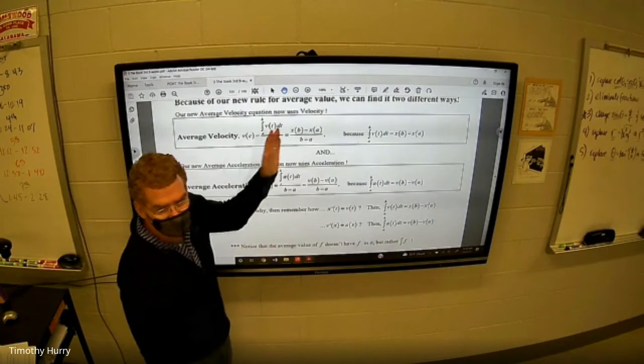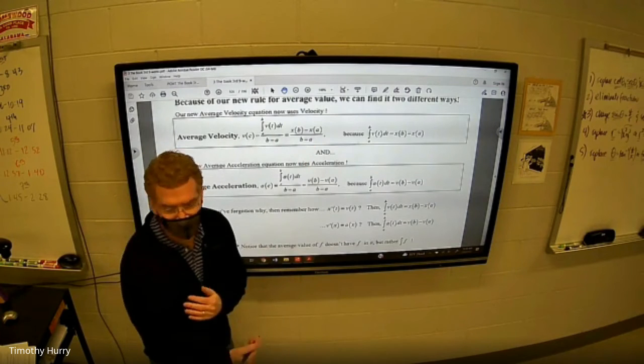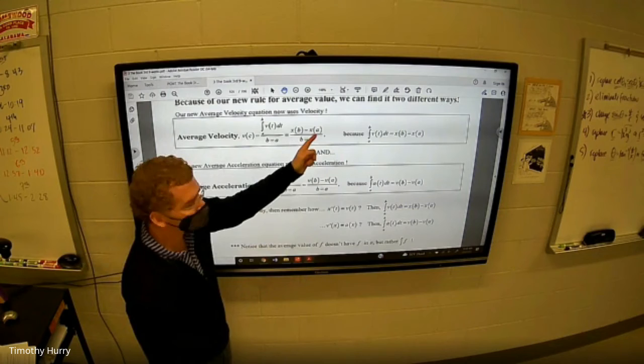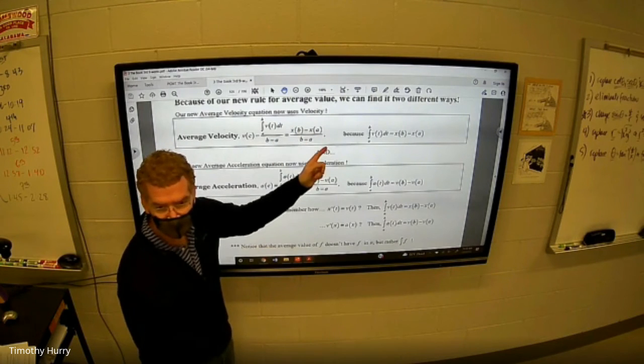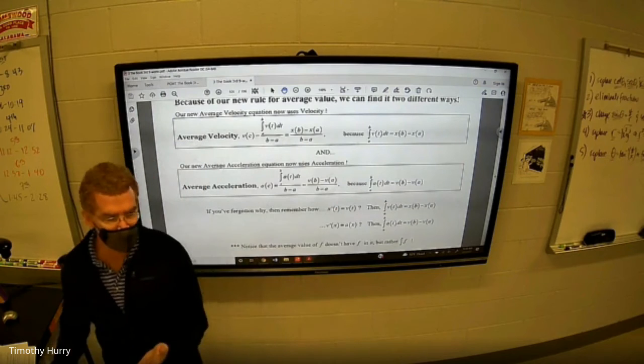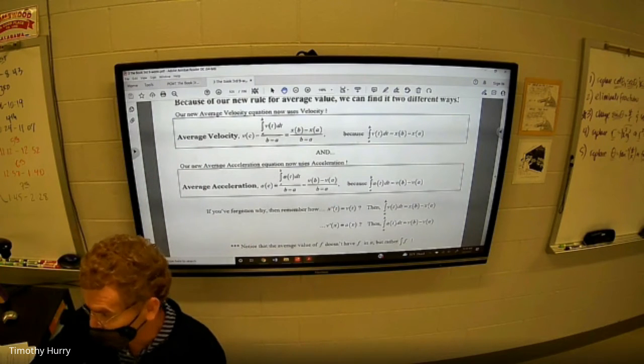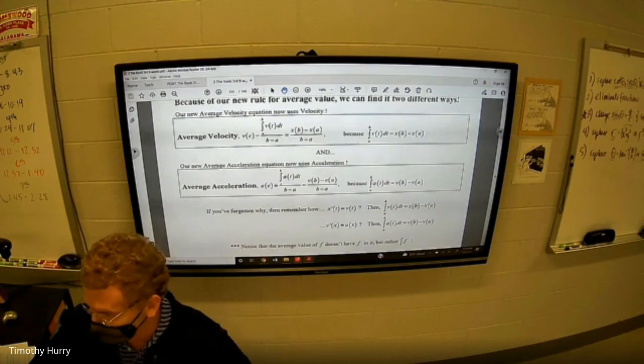You get the change in x. What represents change in x? Final x minus initial x. These mean the same thing, don't they? Now, if you're in physics and somebody asks you what's average velocity, don't you go initial position minus ending position?